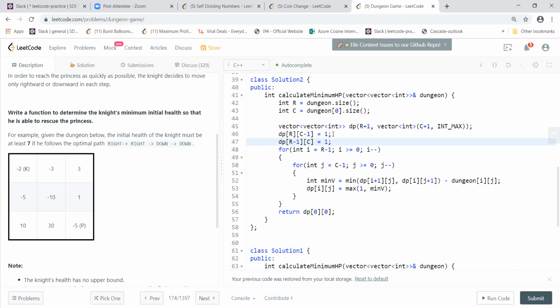Why don't you do it from the top left to the bottom right? I want to know what your thought process is. You mean to say I should start from the top left and then come to the bottom right? Yeah, top left and then come to the bottom right, right?